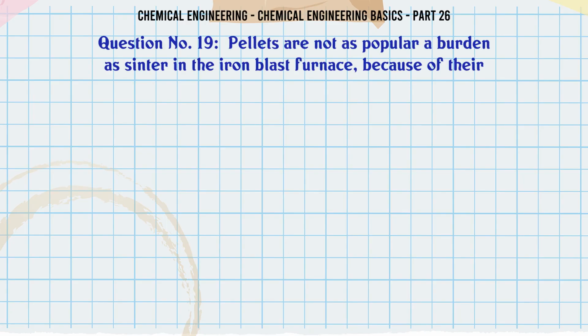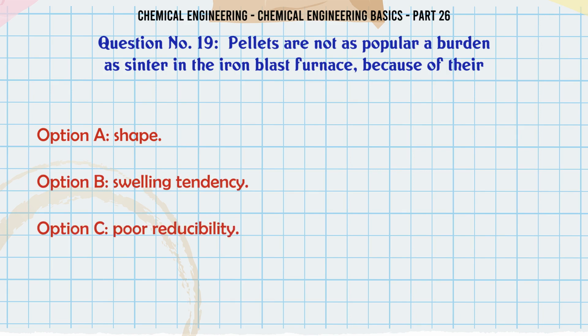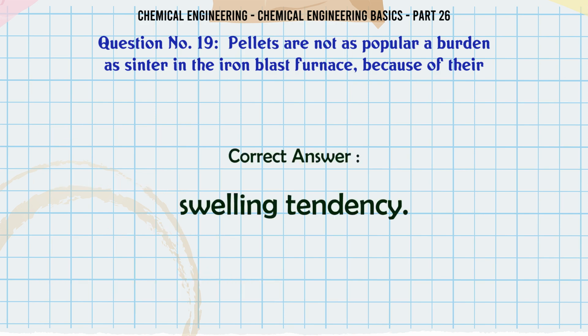Pellets are not as popular a burden as sinter in the iron blast furnace because of their A. Shape, B. Swelling tendency, C. Poor reducibility, D. Low mechanical strength. The correct answer is swelling tendency.